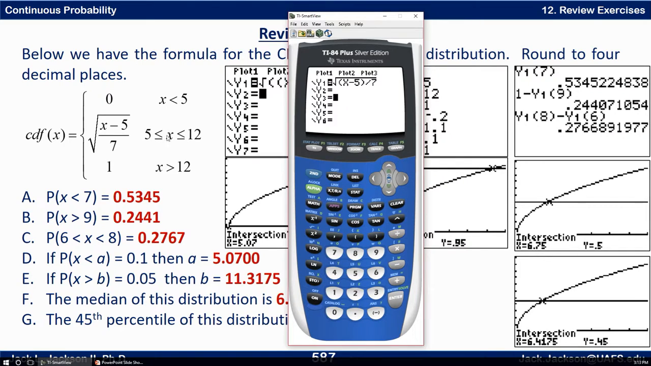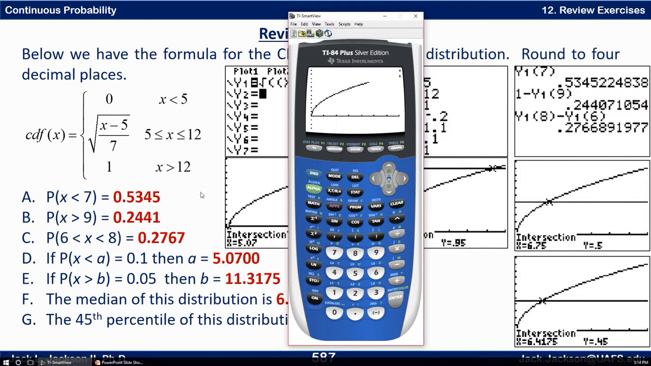You have to figure out an appropriate window. This tells us 5 to 12, so we go from 5 to 12 for x. That's the only part where this formula actually applies. There's a way to make this graph correctly as a piecewise defined function, but it's just not worth the effort. Basically, you want the y's to go from 0 to 1. I went a little bit below and above that, spreading it out from negative 0.3 to 1.1 and marking it off in 0.1s. And so we get a graph.